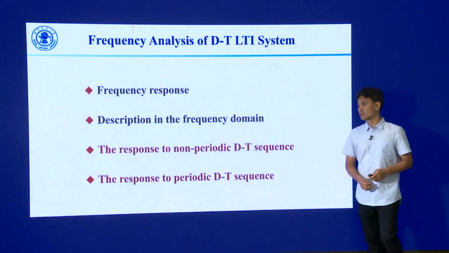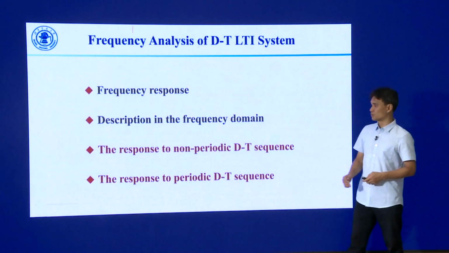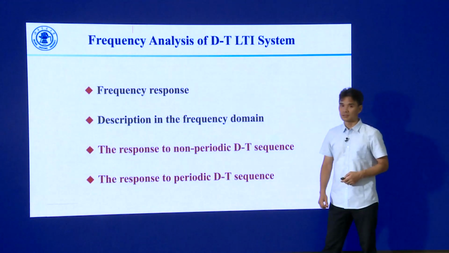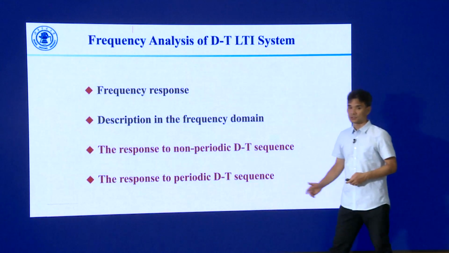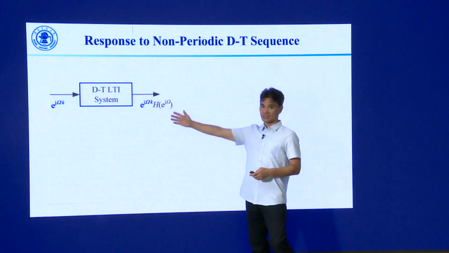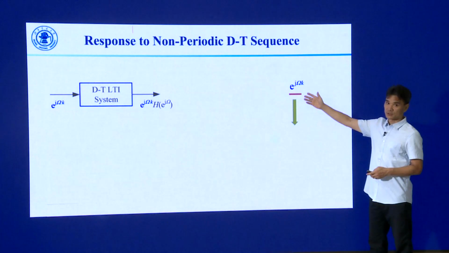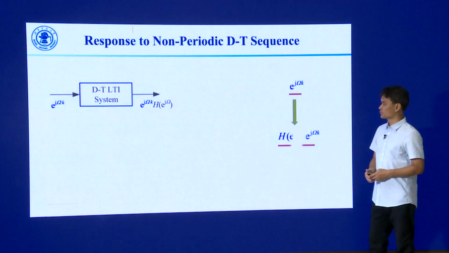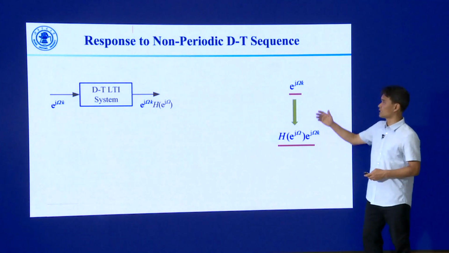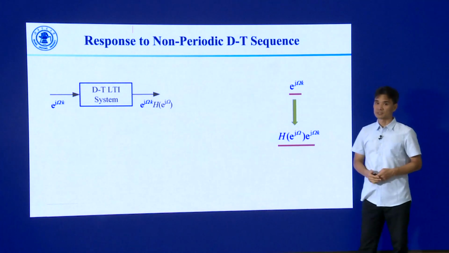Next, we try to study the response of a discrete time LTI system to a non-periodic discrete time sequence and periodic discrete time sequence. We have this understanding. For an imaginary exponential signal, the discrete time LTI system will have a zero-state response equal to the same imaginary exponential signal but modified by the system's frequency response.